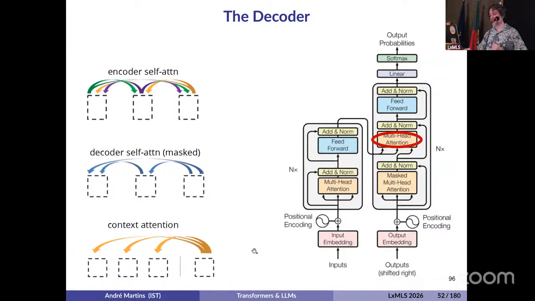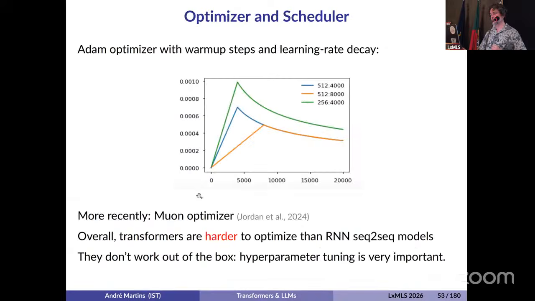And for the context attention, it looks like this, right? So in every layer of the decoder, we are going to look at the last layer of the encoder. And so it's going to be attention similar to the one that I described in the beginning of the lecture.